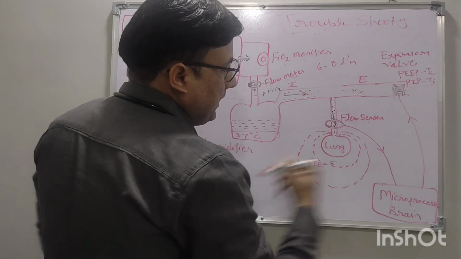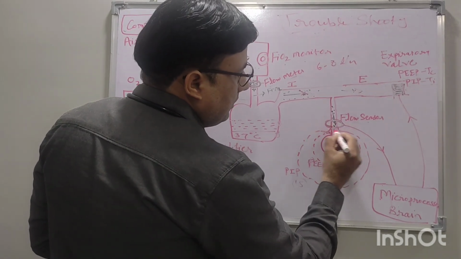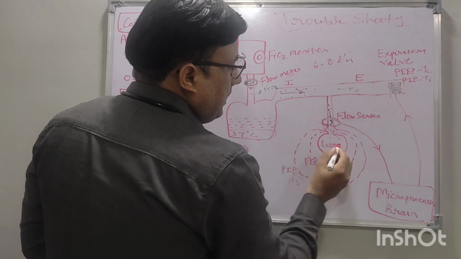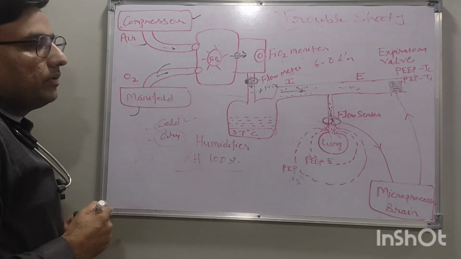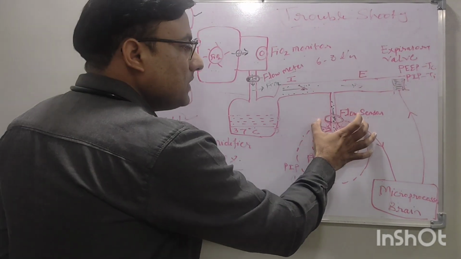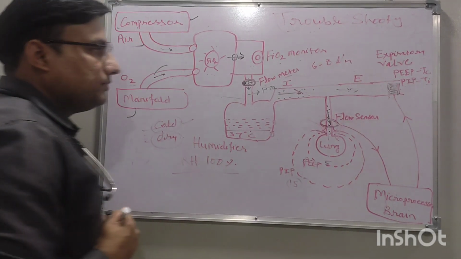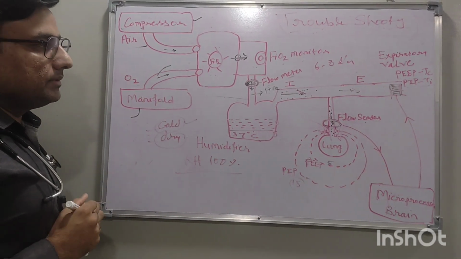Or if there is a peritubal leak, where the tube size is less, the expiratory tidal volume will show a leak, and then also there will be low tidal volume delivery, because of the leak.